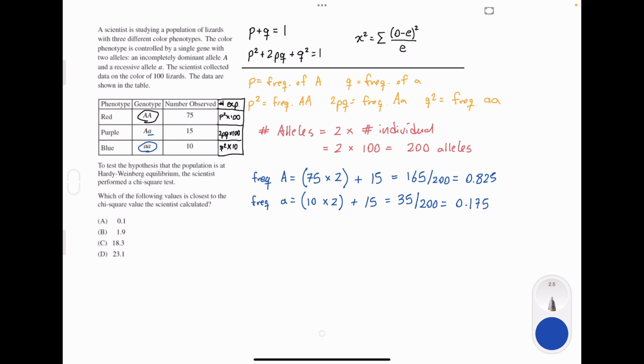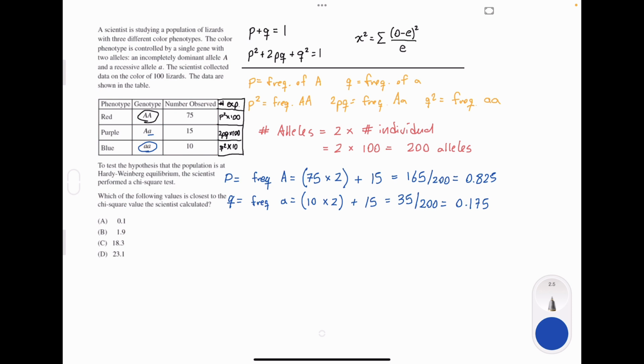Okay, so now these frequency values have essentially given us our p-value, right? So here in the front, I'll go ahead and write p is equal to, and the bottom one has given us our q values. And again, we can double check our work because 0.825 plus 0.175 is equal to 1, right? So p plus q is equal to 1, so that all makes sense.